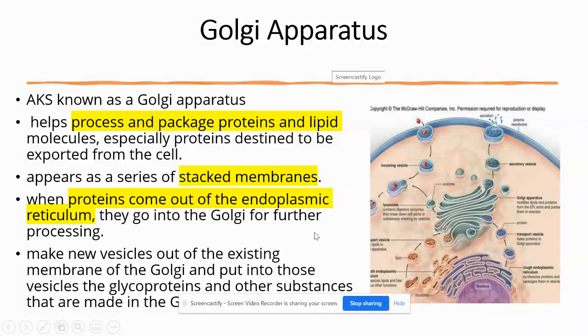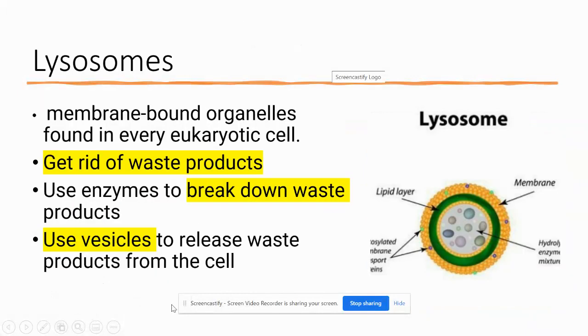It also makes new vesicles out of the cell membrane. It's going to make new vesicles out of that existing membrane, and it puts substances into vesicles to be transported throughout the cell. That is the Golgi apparatus or the Golgi body. There is the diagram to the right that you can look at and see how that Golgi apparatus or that Golgi body operates in conjunction with the other organelles.